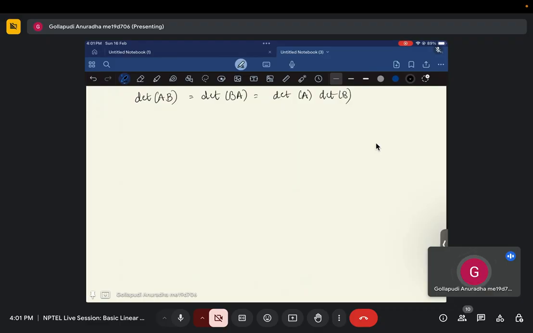As I said, from A, if you are doing some elementary row operations, you can get to the reduced row echelon form. And to the same reduced row echelon form, if you are doing some elementary row operations, again you can get back to A also. So I am saying that I am getting A by doing some elementary operations to the reduced row echelon form. And B also, the same way.